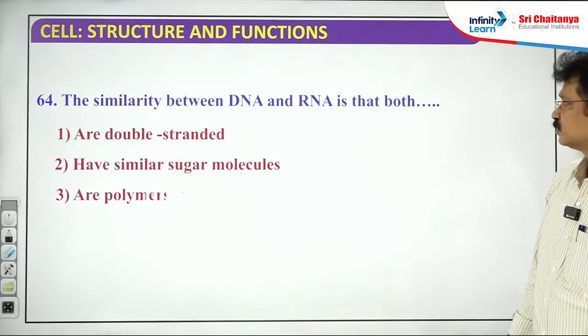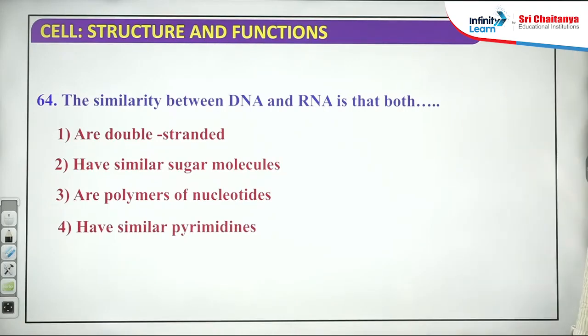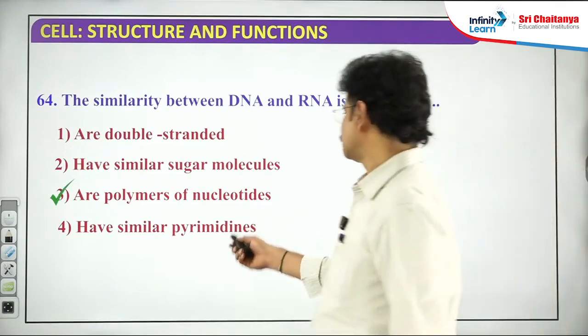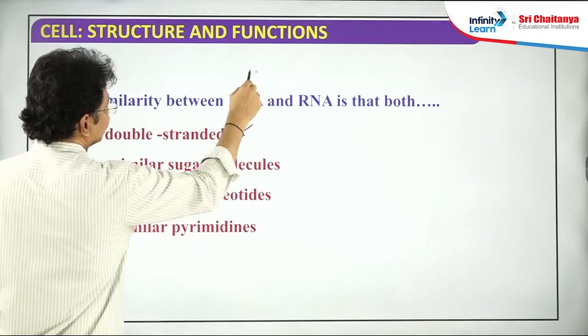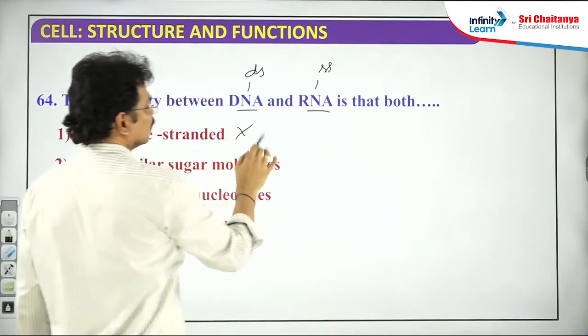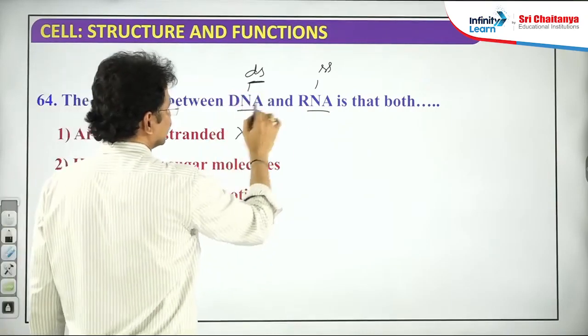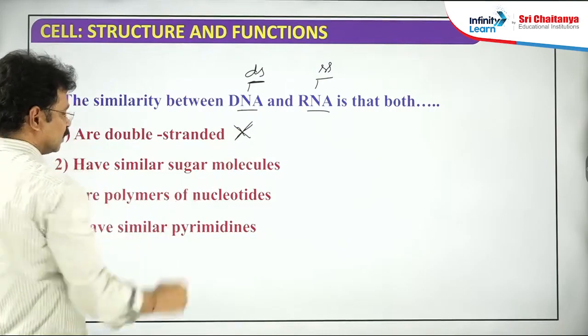Next, one more question. The similarity between DNA and RNA is that both are polymers of nucleotides. The first option is the wrong answer, because DNA is usually double stranded, while RNA is single stranded. Some exceptions are there, but more commonly DNA is double stranded and RNA single stranded. That's why the first option is wrong.